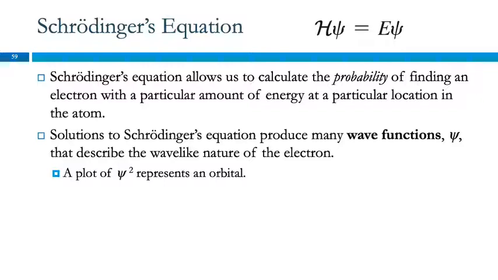So Schrödinger, of Schrödinger's cat, did some really seriously heavy math stuff. This is Schrödinger's equation, which I don't expect you to memorize, I'm just like, oh yeah, I saw Schrödinger's equation. This is a wave function, and this equation allows us to calculate the probability of finding an electron. The solution to the equation produces wave functions that describe the wave-like nature of the electron. And if we plot the wave function squared, that represents an orbital.